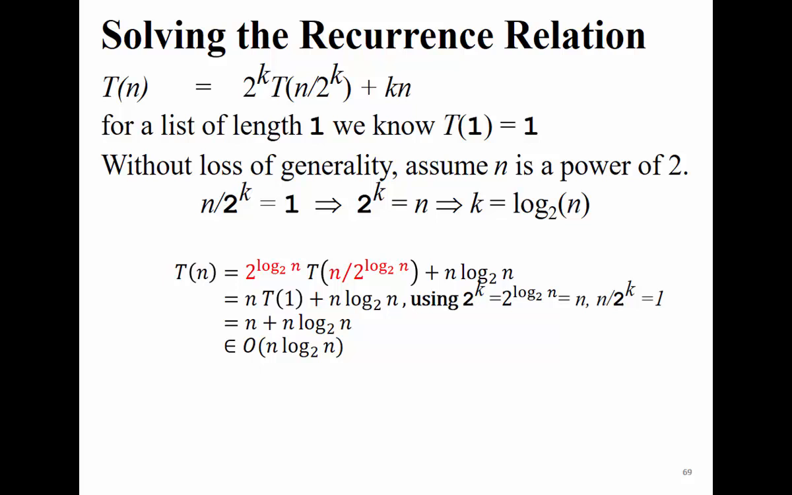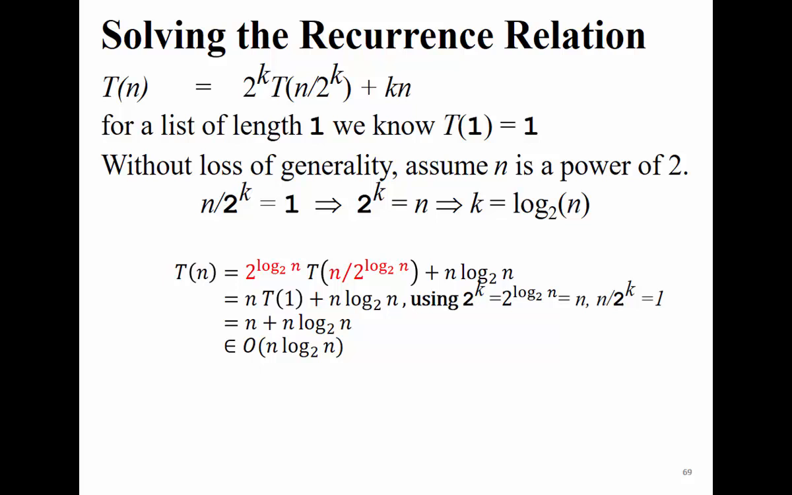Without loss of generality, you can assume n is equal to a power of 2 for simplicity. You already took proofs in discrete math where you prove something about the input arguments without loss of generality. You can take n as a power of 2. Assume it.